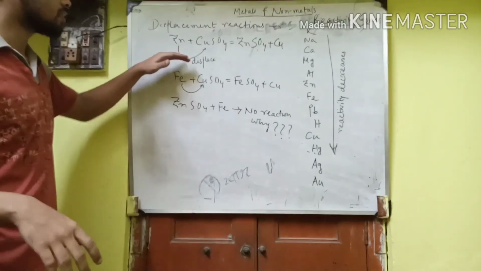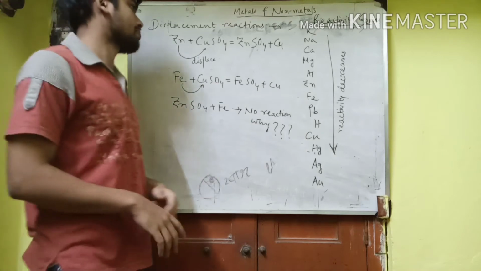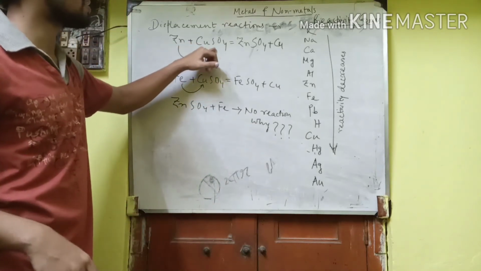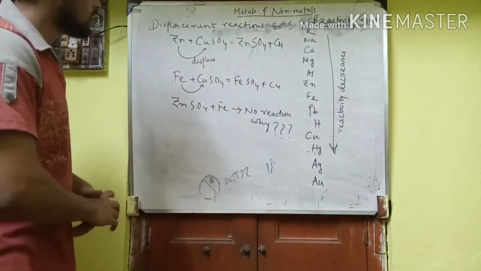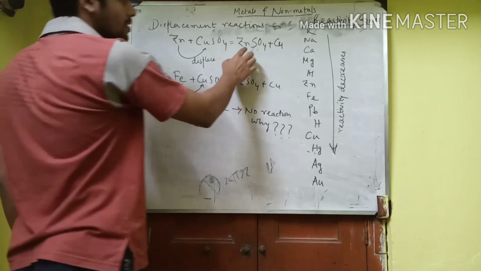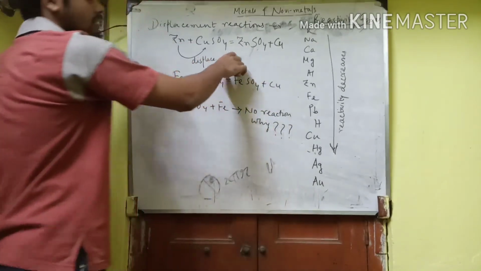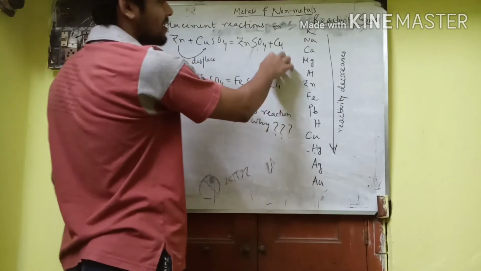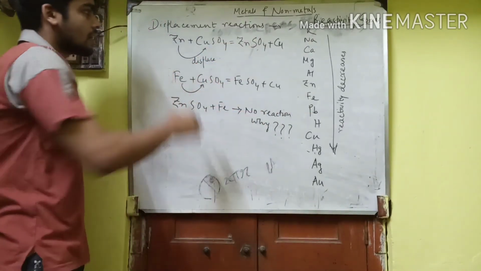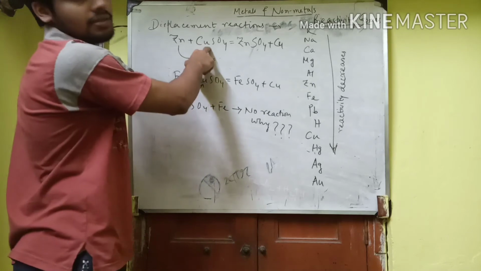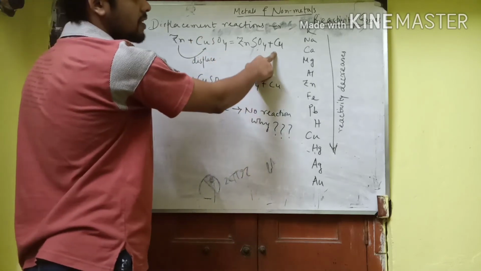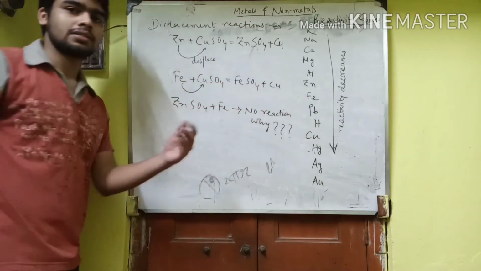For example, look at the reaction. Zn, that means zinc, plus CuSO4, that is copper sulfate. This is a sulfate salt of copper. When they react together, they form ZnSO4 plus Cu, that means zinc sulfate plus copper. That means zinc replaces copper from its compound and takes its place, leaving copper single.